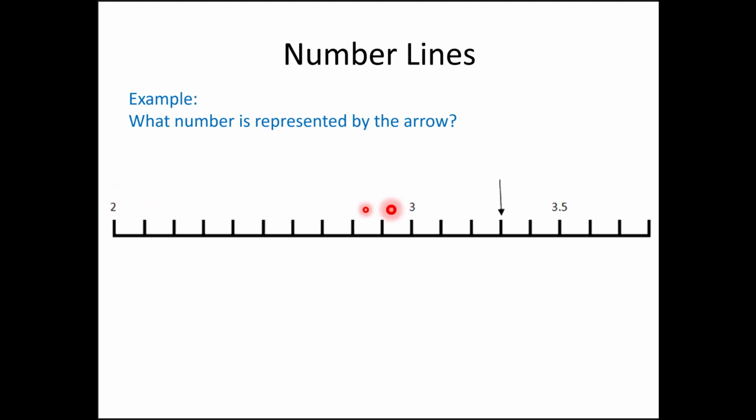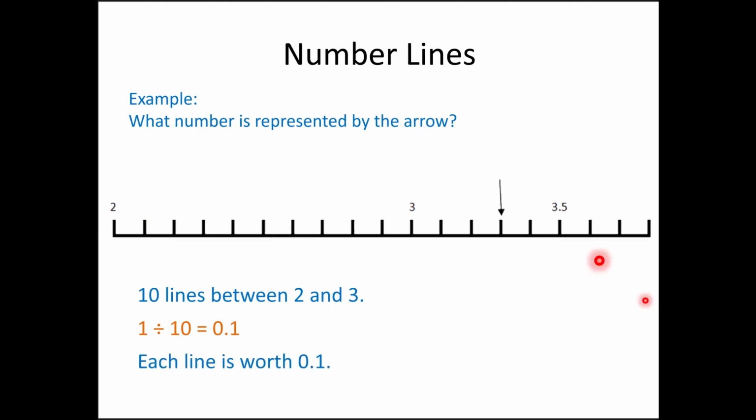Well, between 2 and 3, I'll count the lines. 1, 2, 3, 4, 5, 6, 7, 8, 9, 10. The difference between 2 and 3 is 1. So each line must be worth 1 divided by 10, because there's 10 spaces in that one. So each space is worth 1/10, or 0.1. So I go to the number before my arrow, and I've got 3.1, 3.2, 3.3. So my answer is 3.3.